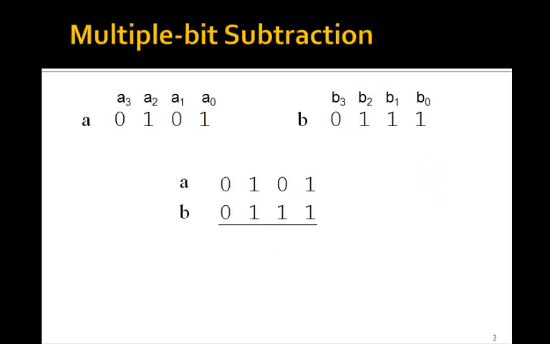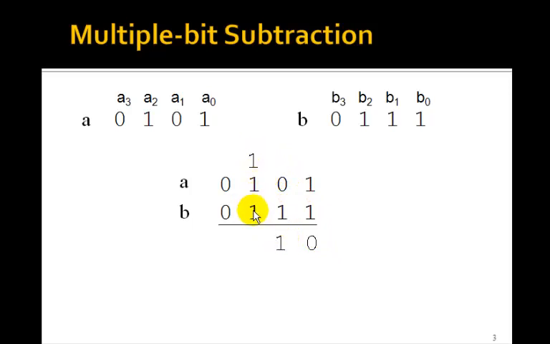Let's try subtracting two 4-bit numbers. That is, we're going to subtract B from A. A is 5, B is 7. So let's do this subtraction. 1 minus 1 is 0. There's no borrow. 0 minus 1, remember that's just 1 and a borrow.